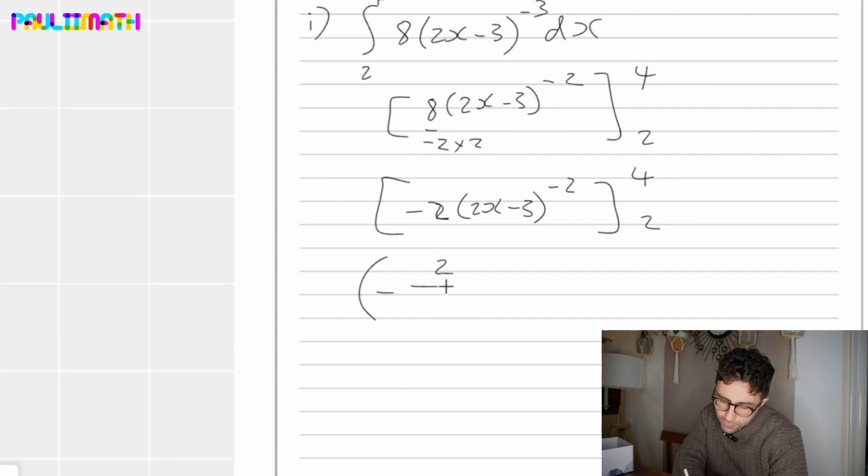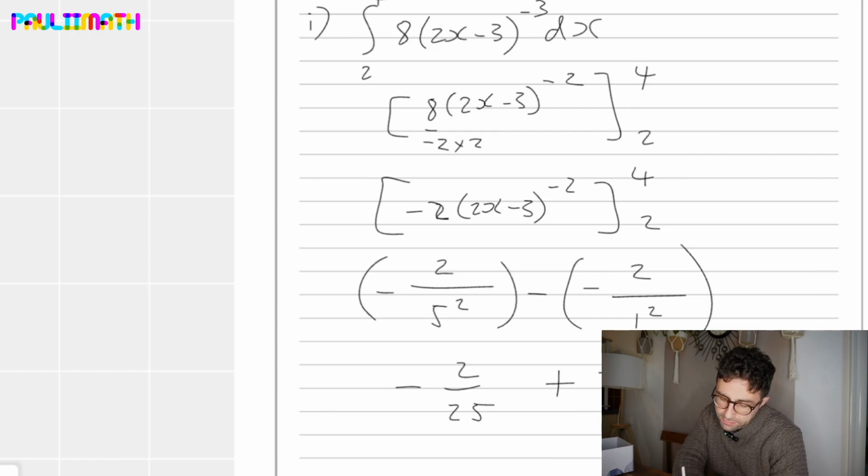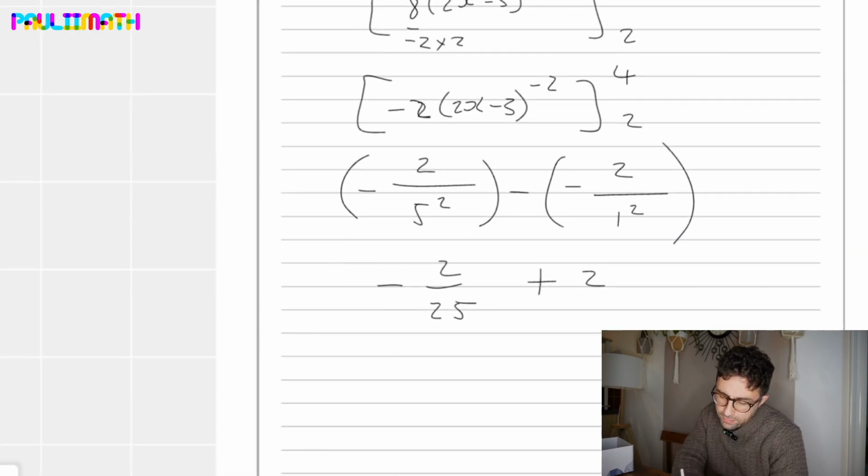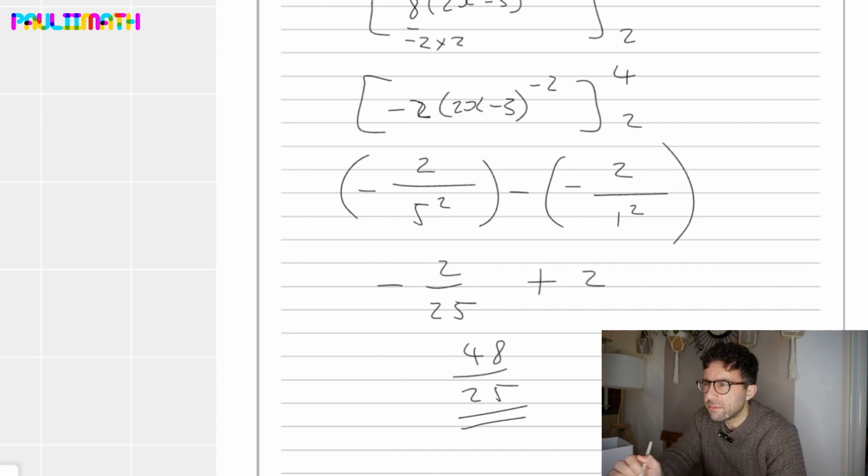Minus 2 over, let's do instead, when we put the 4 in, 8 minus 3, so it's going to be 5 squared, minus 2 over 1 squared. All right, so basically minus 2 over 25 plus 2. So that's really just 50 over 25. So 48 over 25. I mean, it is an exact value.